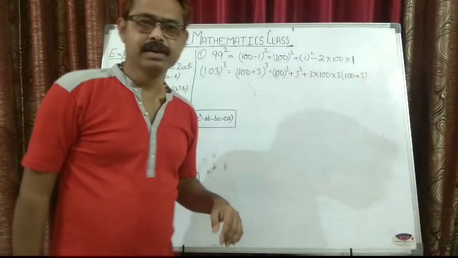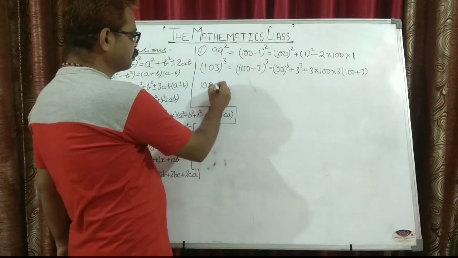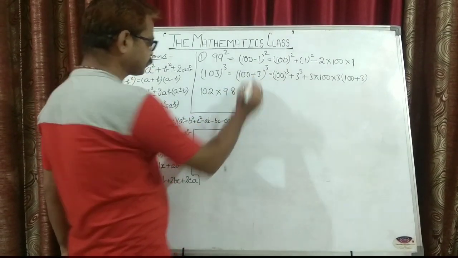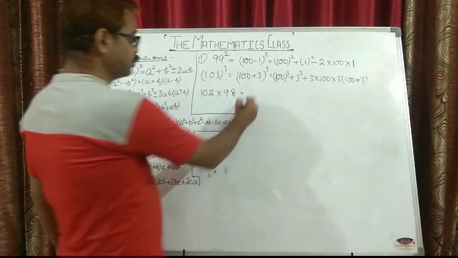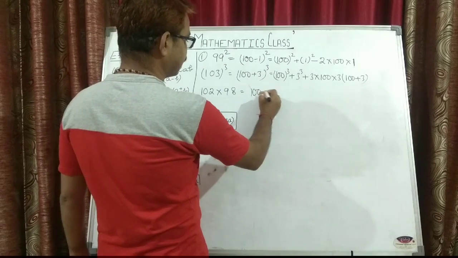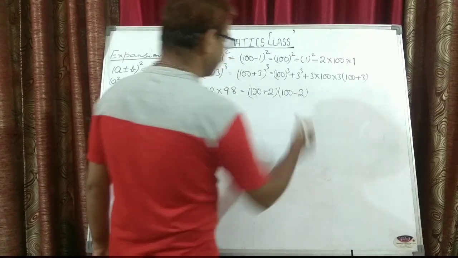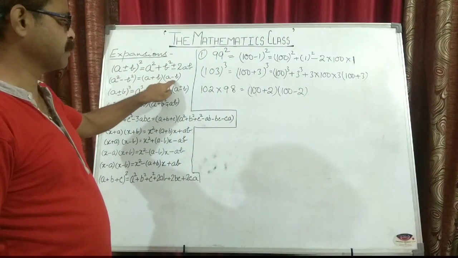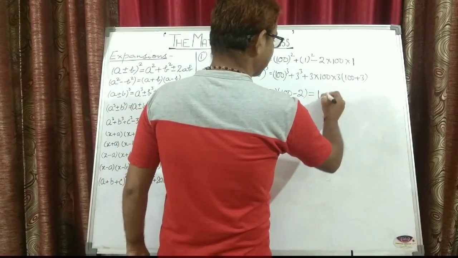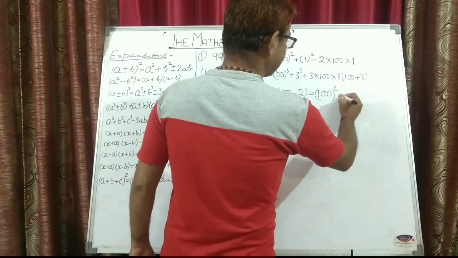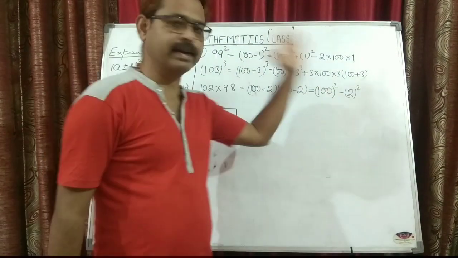You can easily calculate. Suppose my question is find the value of 102 into 98 without actual multiplication. In this also you don't have to multiply. So what will you write? You can say 102 can be written as 100 plus 2 and 98 can be written as 100 minus 2. Now it comes in the form of (a plus b) into (a minus b), and we know that (a plus b) times (a minus b) is a square minus b square. So the value will be a, that is 100 square, minus b, that is 2 square, and that is the final value. Now you can calculate.